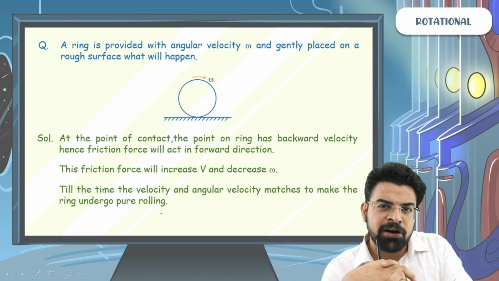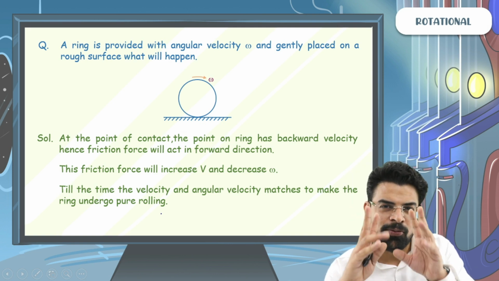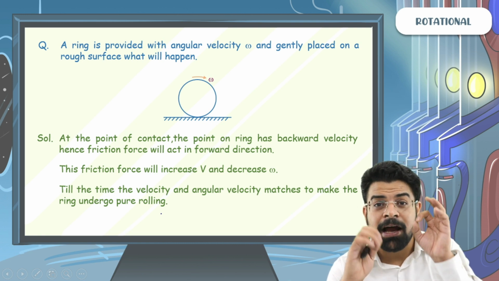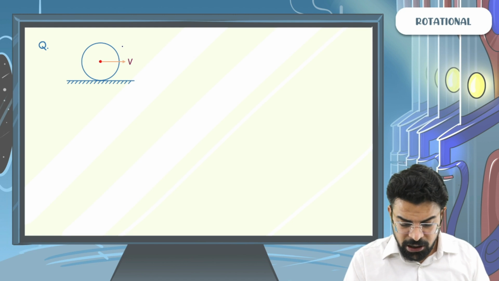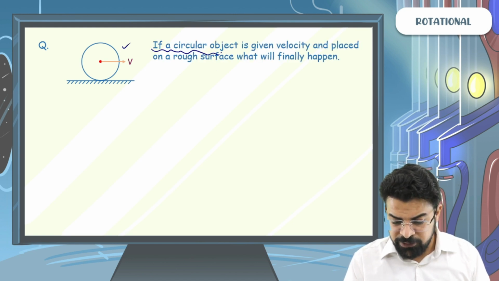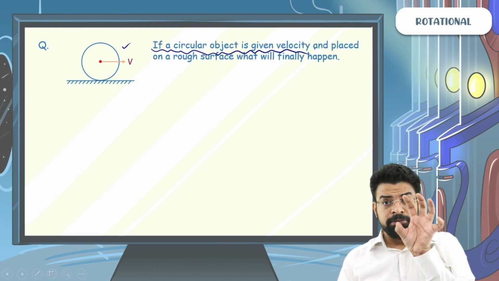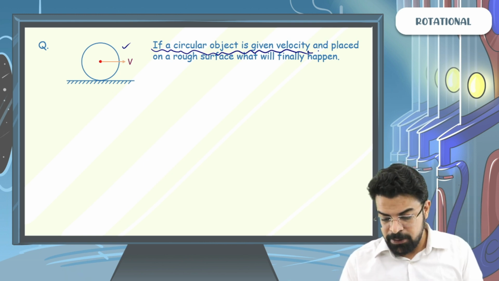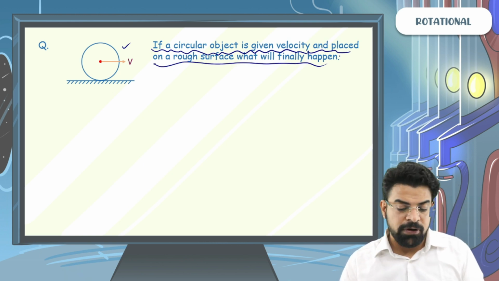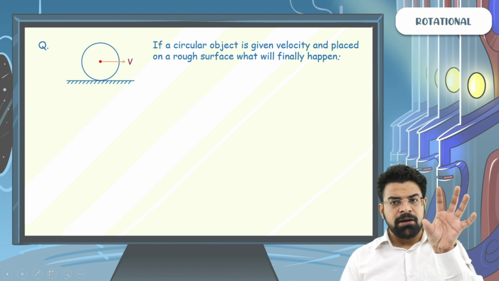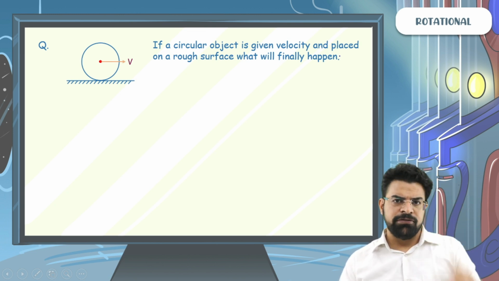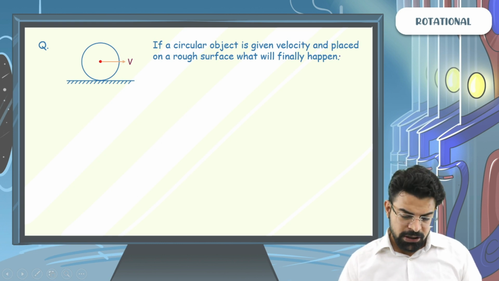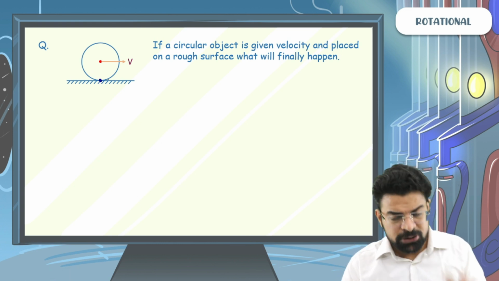Sir, I haven't understood this example. Do not worry. There are two more examples of the same type, and I am trying to make a point here. So the next example is, now if a circular object is given velocity, no omega, just velocity, and placed on a rough surface, what will finally happen? So you have taken an object, just provided it velocity, no omega, and placed it on a rough surface. What will finally happen? So you will say, sir, this time you have just provided velocity.